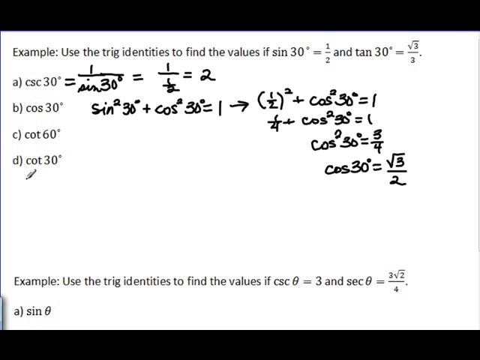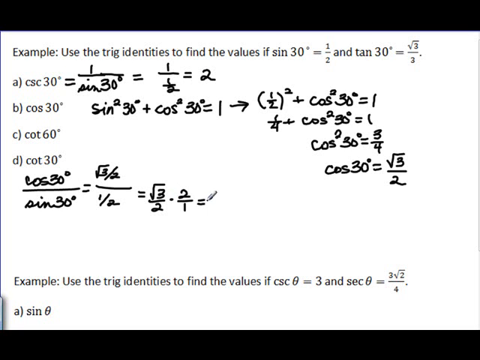Cotangent of 30 degrees would be cosine of 30 degrees over the sine of 30 degrees, since that's the reciprocal of tangent. Cosine of 30 degrees we know is the square root of 3 over 2. And then the sine of 30 degrees is 1/2. So when we multiply by the reciprocal, the square root of 3 over 2 times 2 over 1 is simply going to be the square root of 3.